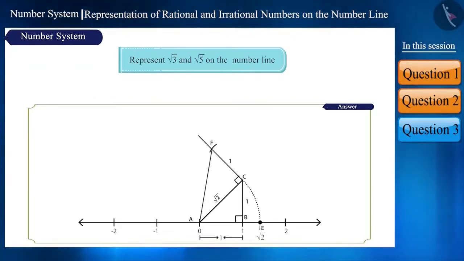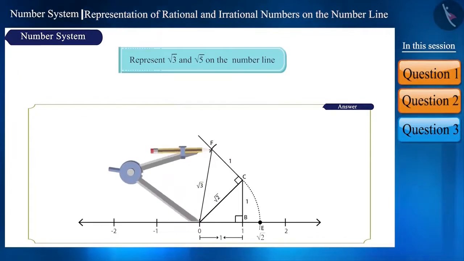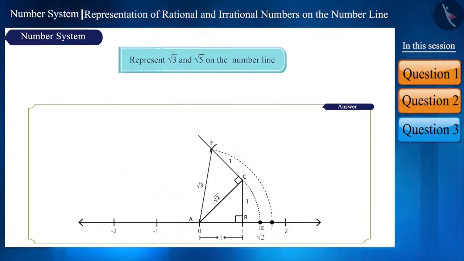Friends, if you look carefully, here we are getting a right-angled triangle ACF. Here length of AC is root 2 and that of CF is 1. Using Pythagoras' theorem, we can find the length of AF which will be root 3. Now measure the length AF using a compass and taking center as point A. Draw an arc on the number line which cuts it at point G, and this point G represents root 3.